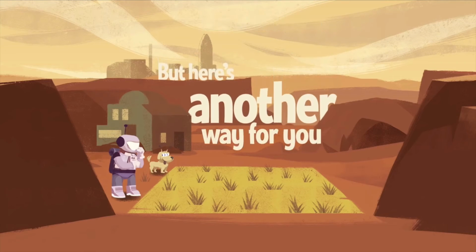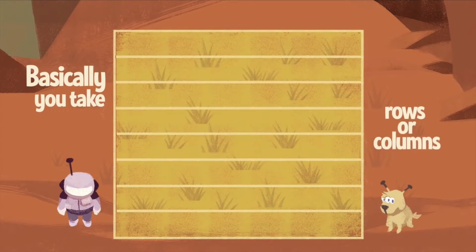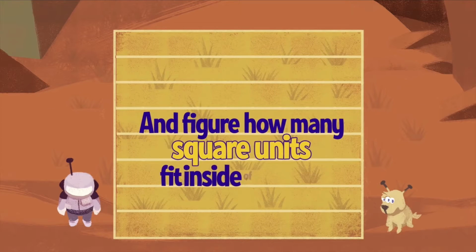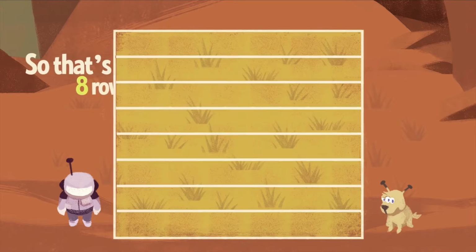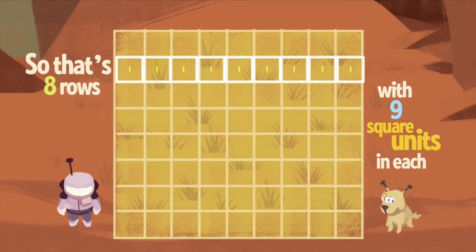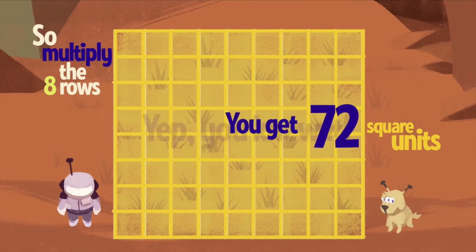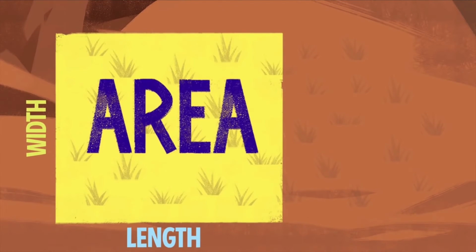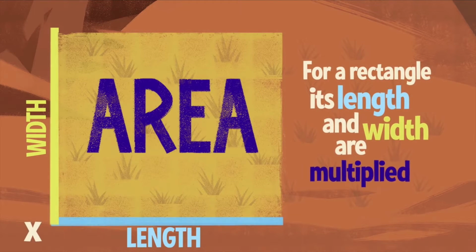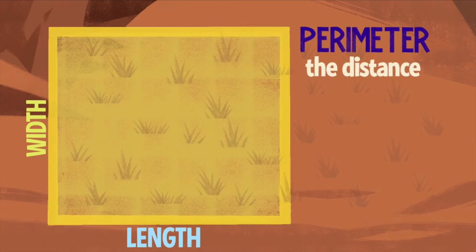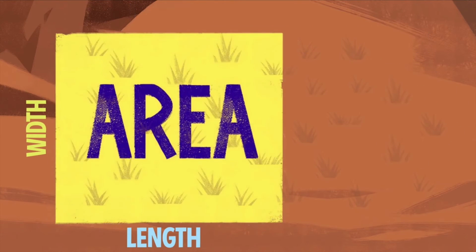But here's another way for you to think it through. Basically, you take the rows and figure how many square units fit inside of those. Yo, my backyard is wide, 8 feet. So that's 8 rows with 9 square units in each. So multiply the 8 rows by the 9 square units, you get 72. Yup, you knew it. The area, that's the space inside. For a rectangle, its length and width are multiplied. And perimeter, the distance around the shape.